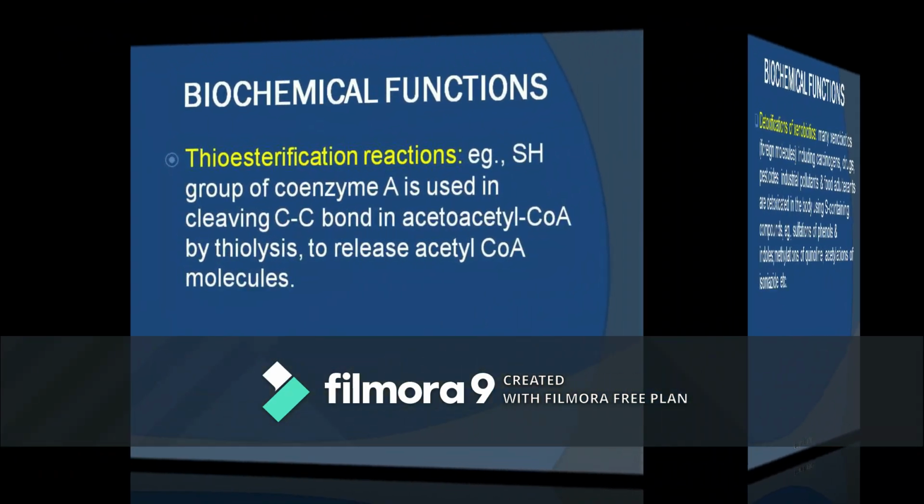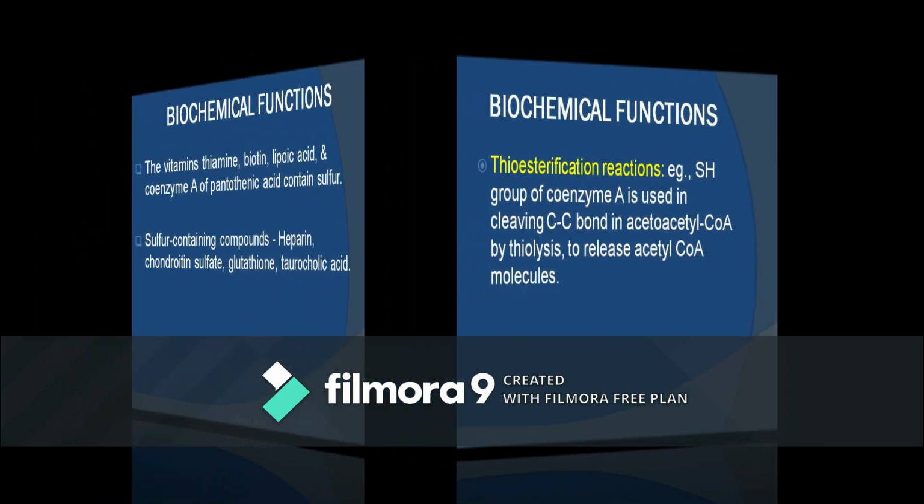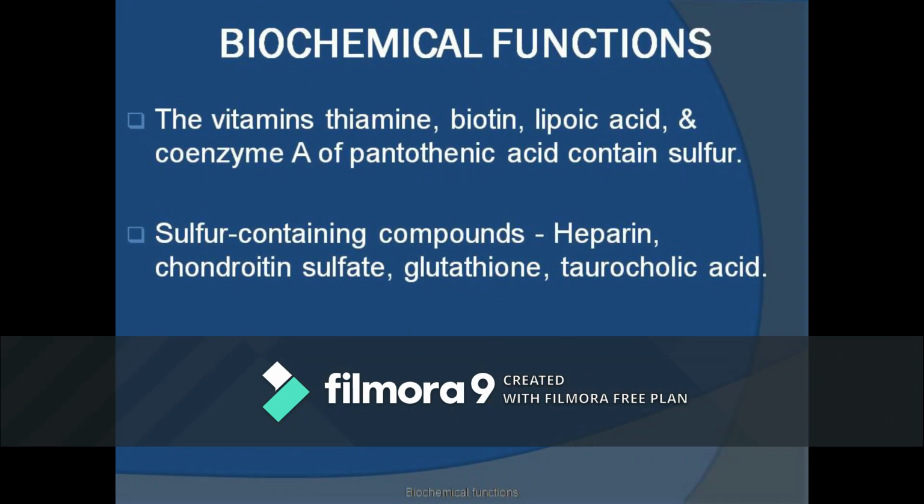Sulfur is needed for thioesterification reactions. For example, SH group of coenzyme A is used in cleaving the carbon-carbon bond in acetoacetyl coenzyme A by thiolysis to release acetyl coenzyme A molecules. Sulfur is present in some important vitamins like thiamine, biotin, lipoic acid, and coenzyme A of pantothenic acid. Sulfur is also present in some important compounds like heparin, chondroitin sulfate, glutathione, and taurocholic acid.